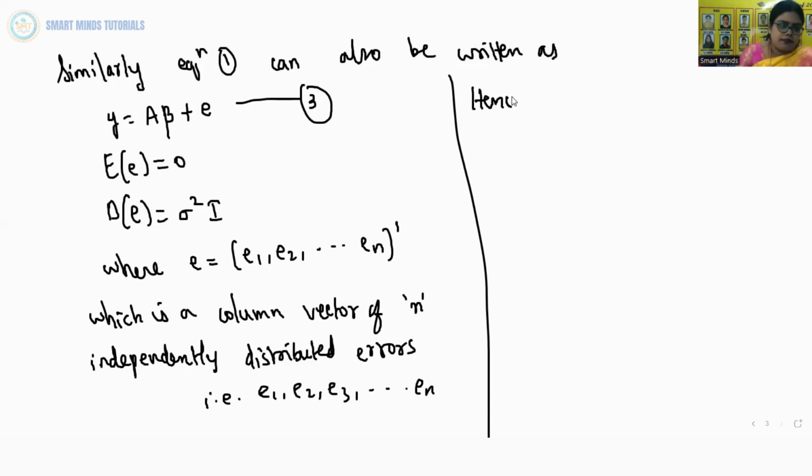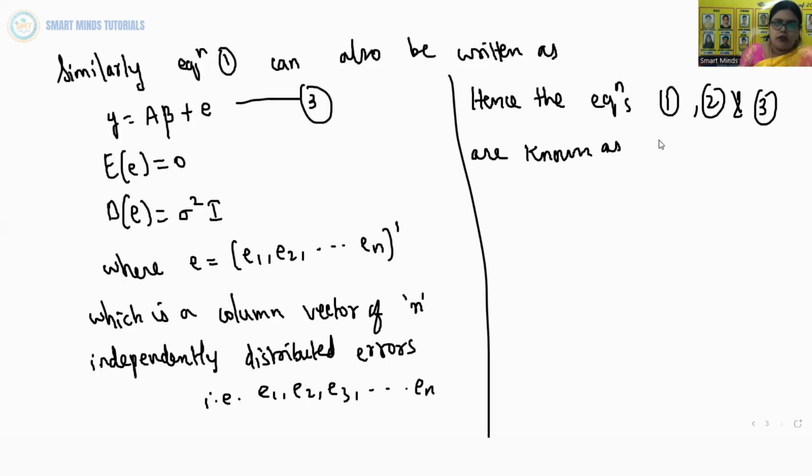So hence, the equations 1, 2 and 3 are known as the Gauss-Markov Linear Model.